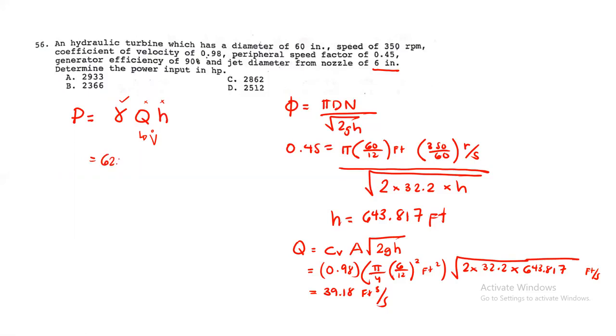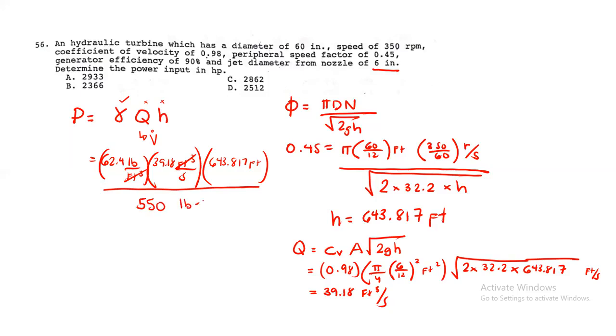Specific weight is 62.4 pounds per cubic foot. Then, ang volume flow rate is 39.18 cubic foot per second times head na 643.817 feet. So, cancel pounds to foot per second. I-convert natin, divide natin ng 550 pounds to foot per second per HP. So, cancel to lahat, ito saka ito. HP na lang matitira dito.